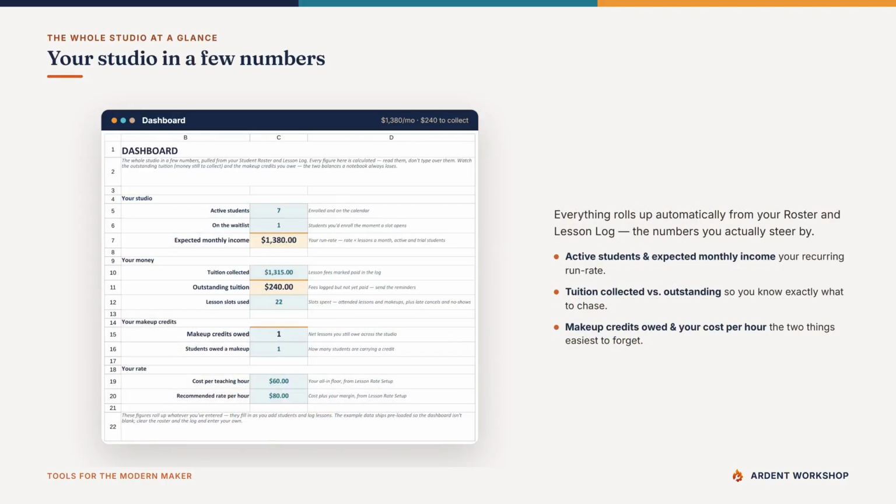The dashboard rolls the whole studio into a few numbers: your active students, your expected monthly income, the tuition you've collected versus what's still outstanding, and the makeup credits you owe. The two balances a notebook always loses, finally in front of you.